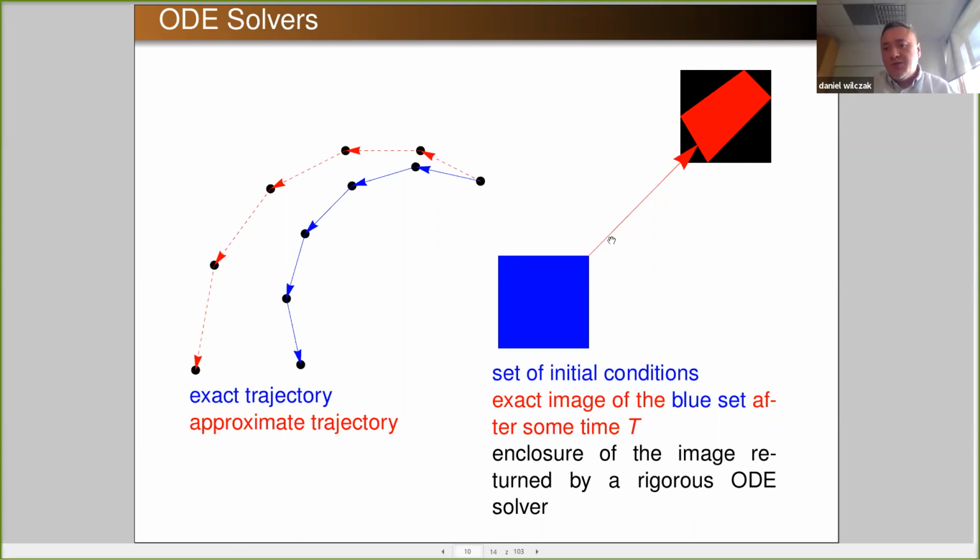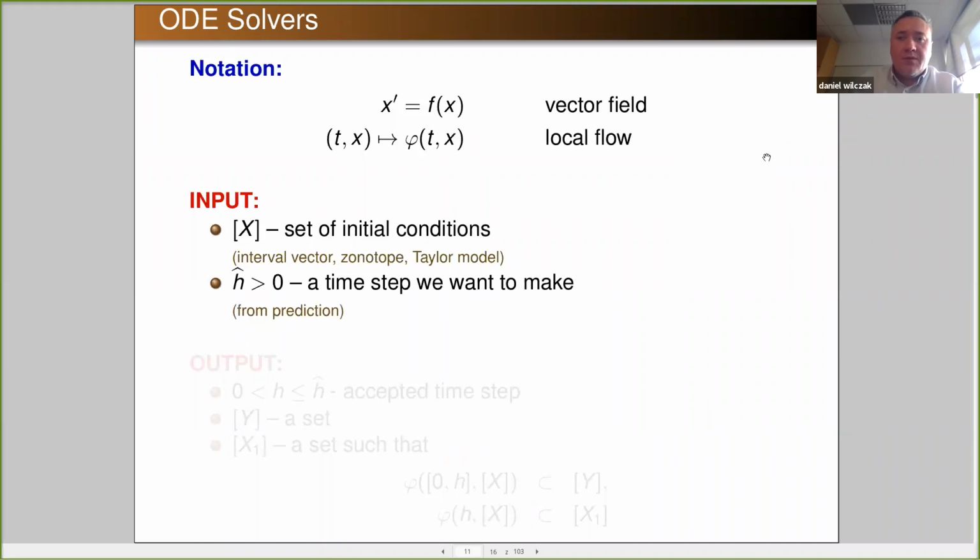So on that picture, we assume that red is the true image of the flow, starting from the blue box, and we enclose it somehow, in this case, into, say, a rectangle. Yeah, so this is our input to the algorithm which computes rigorously the trajectories. We start from a set of initial conditions, and the set can be represented somehow in computer memory. For instance, this can be an interval vector, so that this is a set such that on each coordinate we have an interval of possible values. We can represent the set of initial conditions as a zonotope or Taylor model. Taylor model is a range of some polynomial plus some remainder.